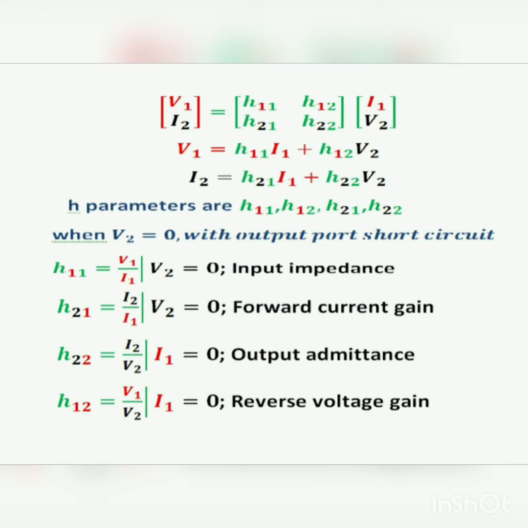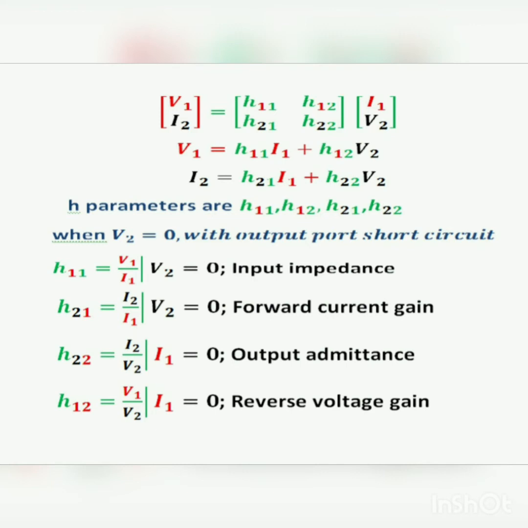So we need to find out the H parameters. For that we make V2 equal to 0 initially to find input impedance and forward current gain, and we make I1 equal to 0 to find output admittance and reverse voltage gain. Why it is called reverse voltage gain: gain we normally find as output by input, but here we have input by output, so it is reverse voltage gain. And forward current gain H21 we find as output current by input current, so this is forward current gain.